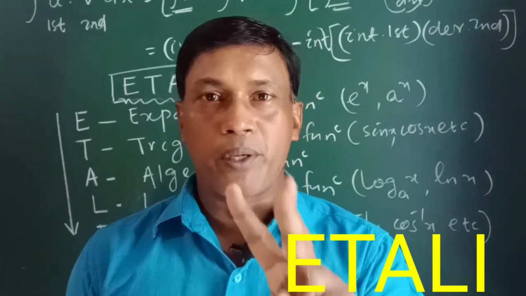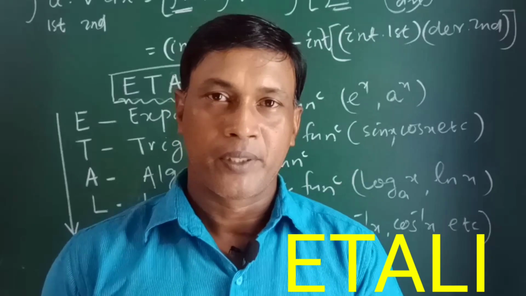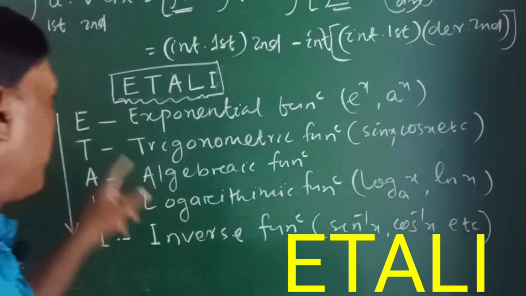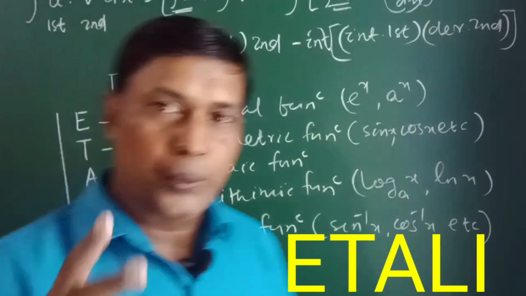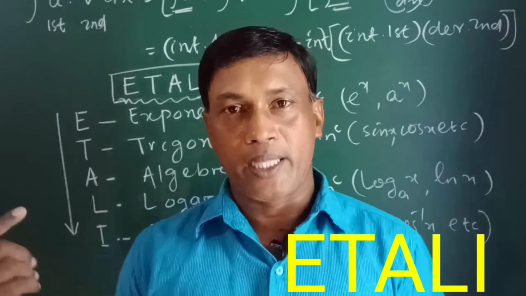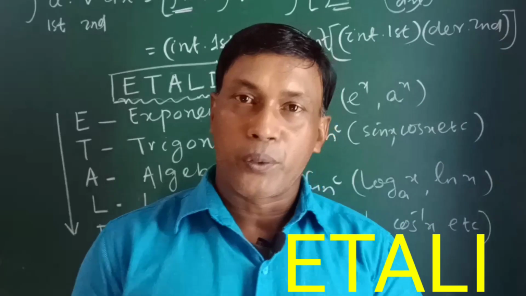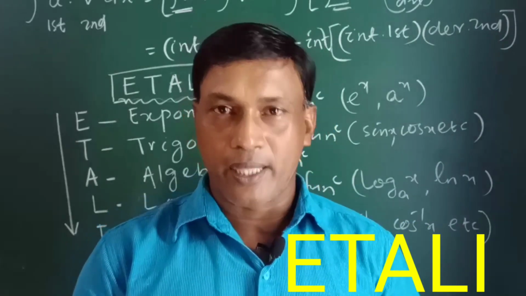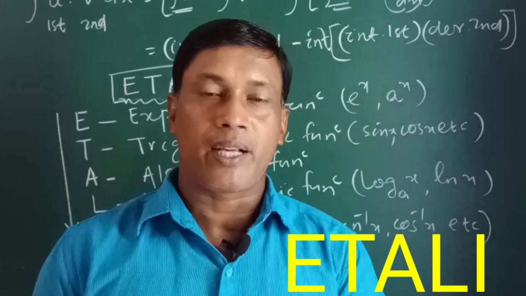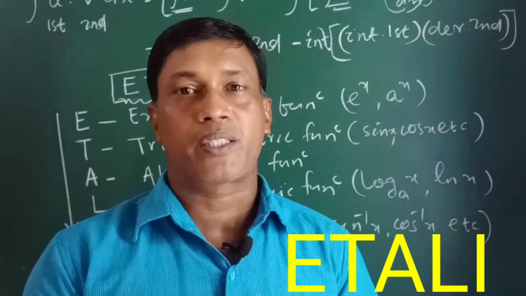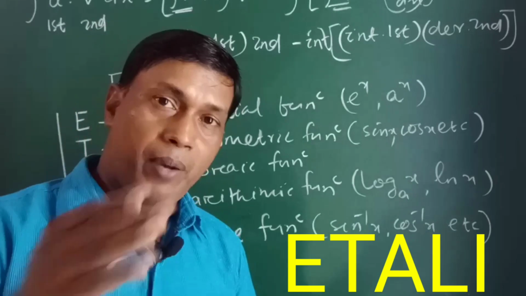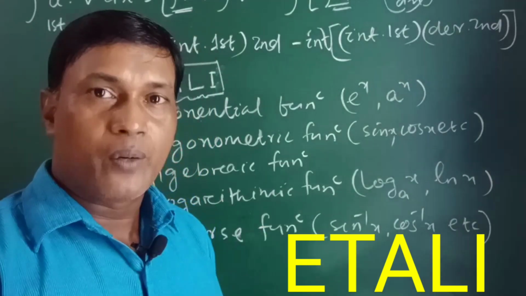Dear students, you will be given 2 functions. You have been given 2 functions, and these 2 functions must be included within these 5 types of functions. That means these 2 are included here. So the 2 functions you are given are within the 5 types of functions. You have to see which function comes first and which comes second. The function that comes first in this serial will be the first function, and the one left will be the second function.